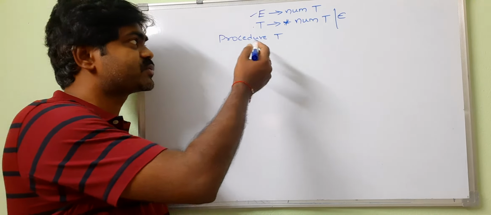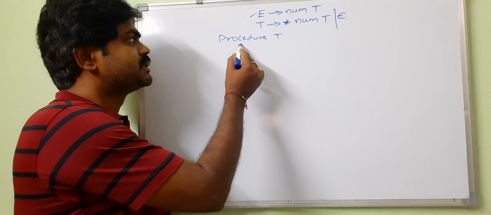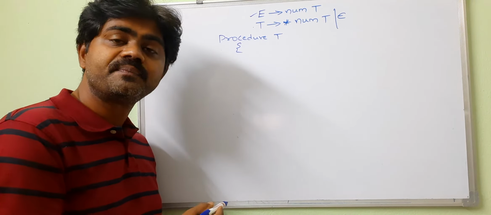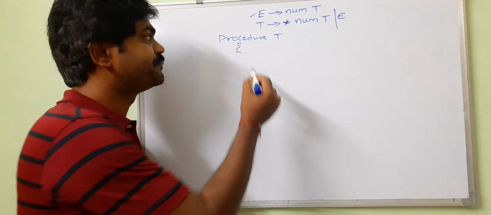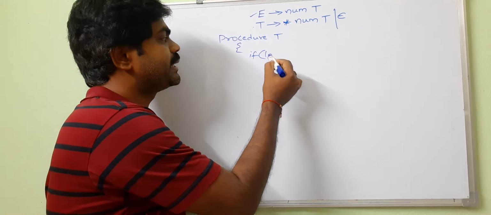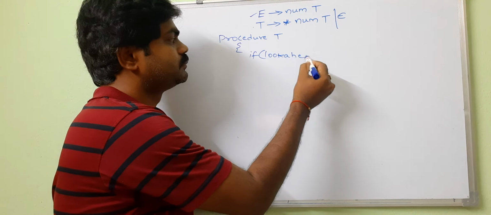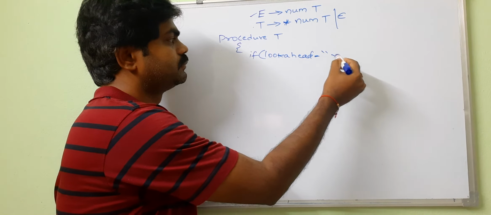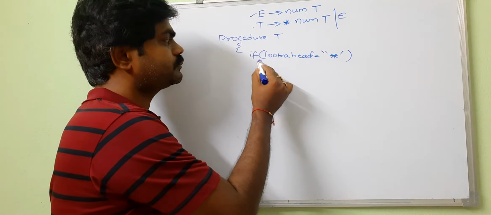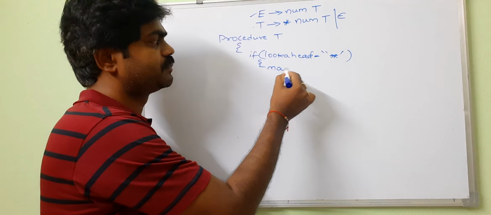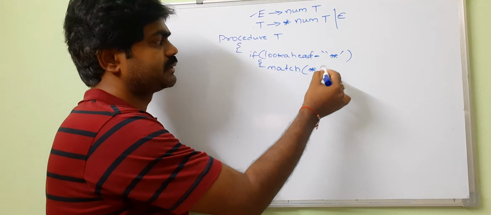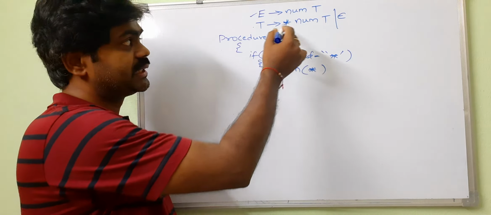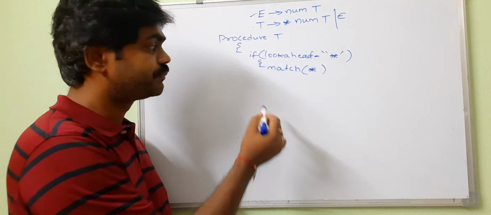So what is our next one? Procedure T. So first, what are we encountering with? So we encountered with star, right? So if look ahead equal to star, so match star. Okay. So next we encountered with num.